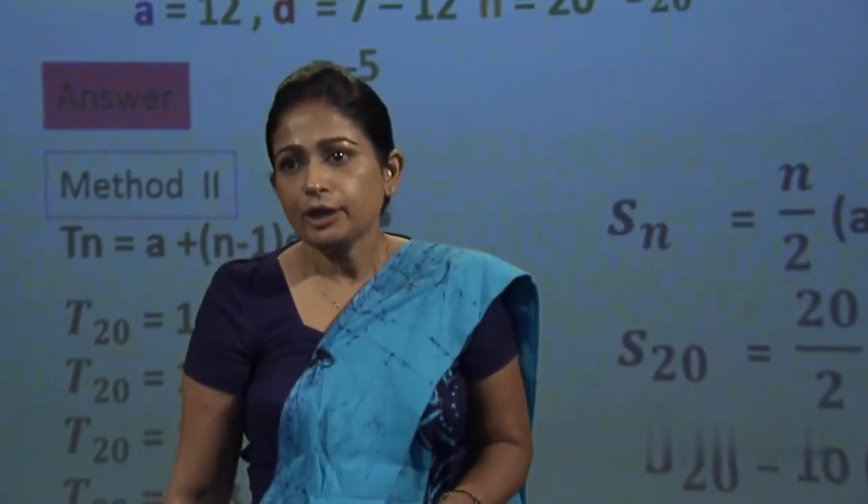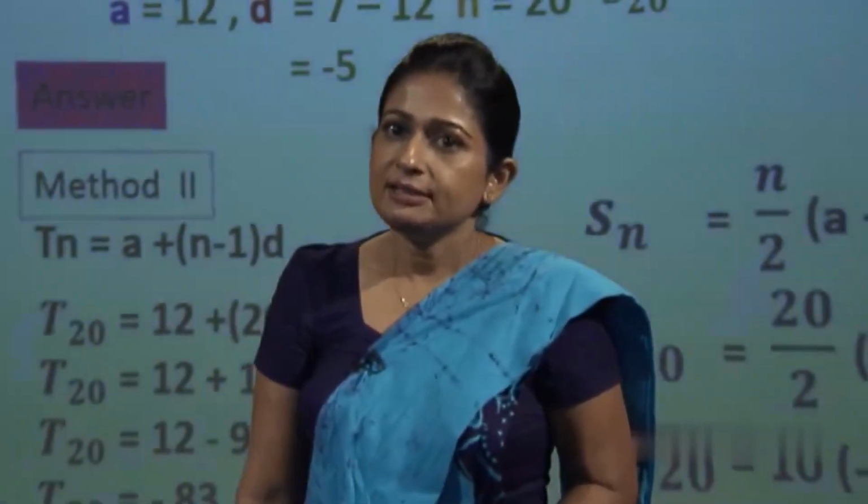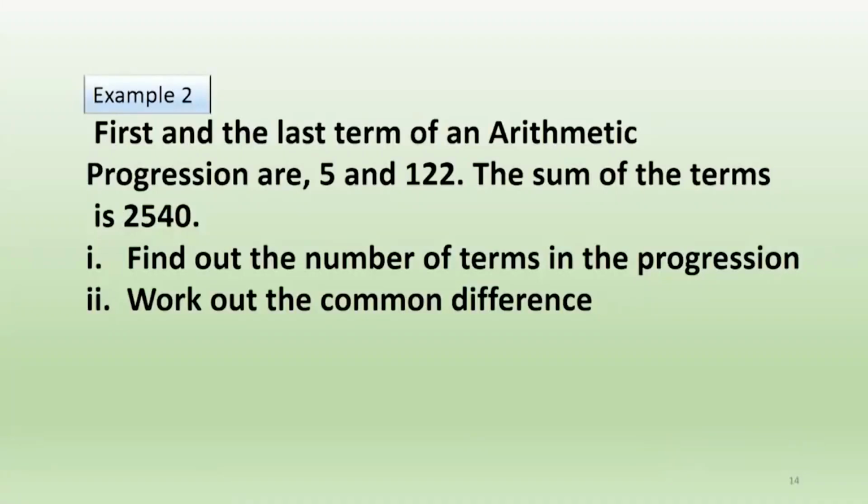Okay. Then we can do another example. Let's see. You read that carefully and understand what the given data are. Using the given data, you try to find the answer. First you understand the question here. First and the last term of an arithmetic progression are 5 and 122. The sum of the terms is 2540. Find out the number of terms in the progression.